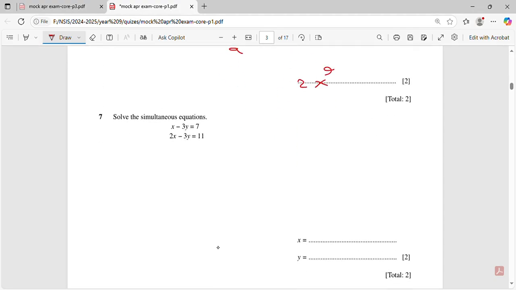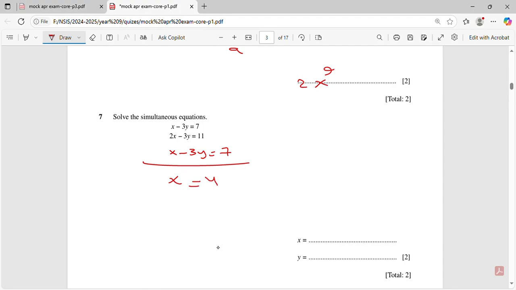To solve a simultaneous equation, of course, I have to look if there's any variable with the same coefficient. I will see that the variable y has the same coefficient. So I have to subtract. If you subtract both together, for example, 2x plus 3y equals 11 and x minus 3y equals 7. If you subtract 2x minus x, it will be 1x. -3 plus 3 equals 0, and 11 minus 7 equals 4. So the value of x equals 4.